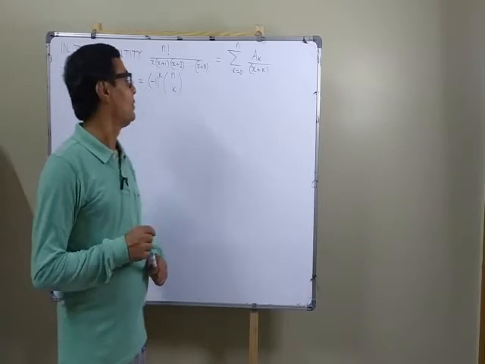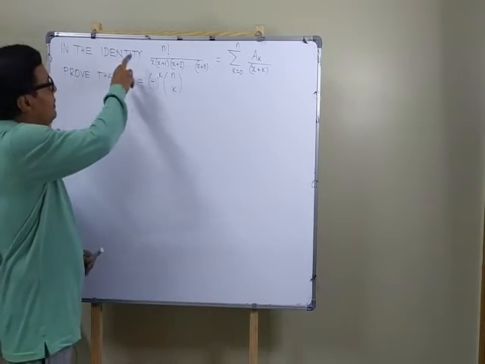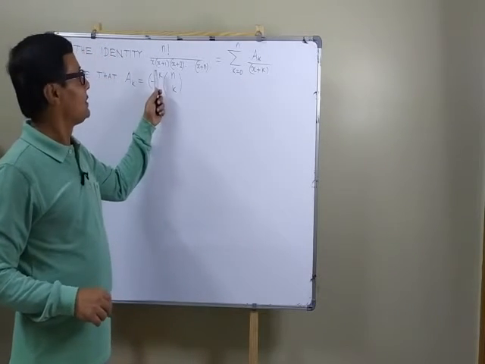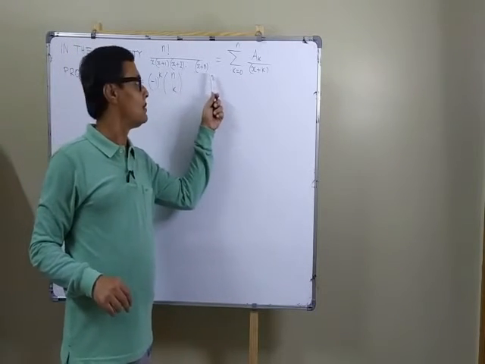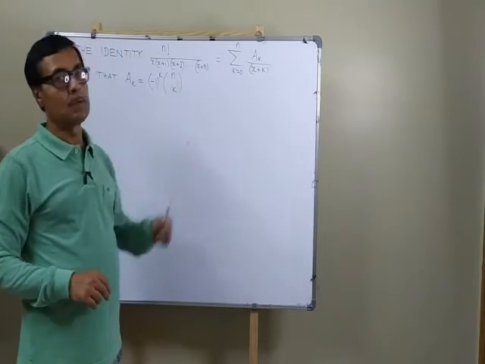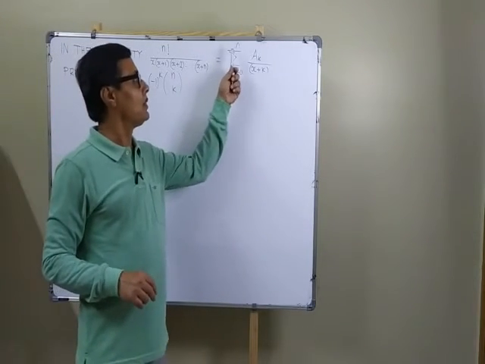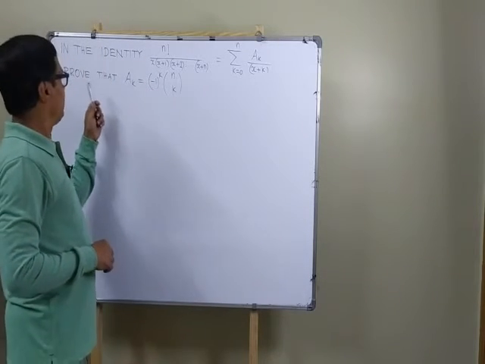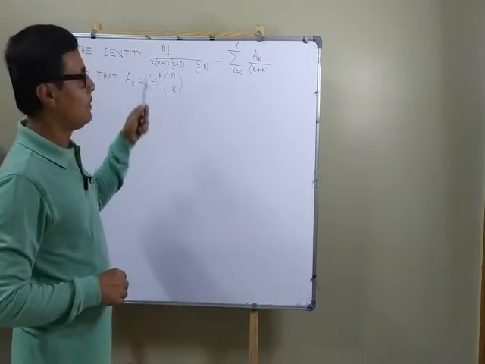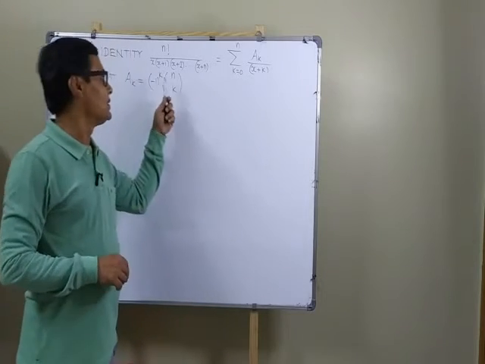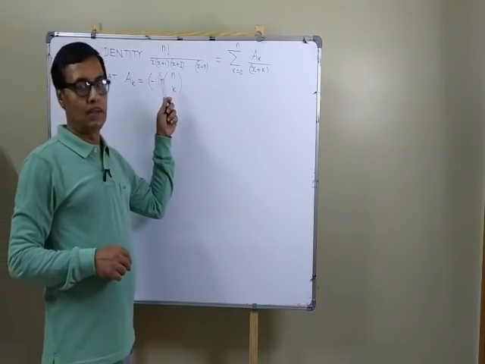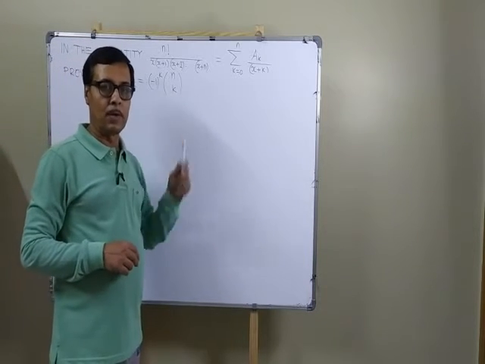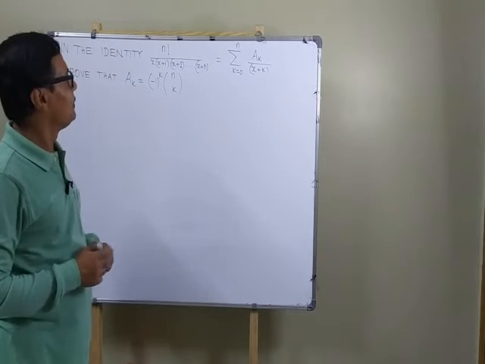Look at this nice problem. Here an identity is given as n factorial over x times x plus 1 times x plus 2 dot dot times x plus n is equal to summation k equal to 0 to n of ak over x plus k. From this identity we have to prove that ak equals minus 1 to the power k times nCk. This notation means nCk, that is combination of k objects selected from n objects. We have to prove it.